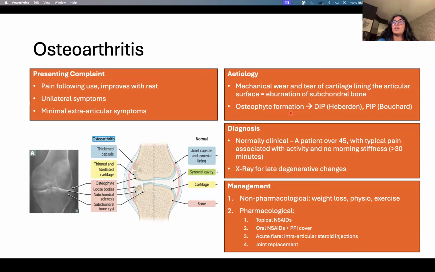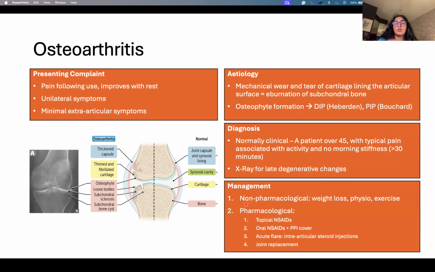You get osteophyte formation, especially in the DIP and the PIP. If it's the DIP, it's Heberden's. PIP, Bouchard's. So think of HB, like a pencil, from distal to proximal. Those are the names of some of the signs you might see. The diagnosis is usually clinical. An X-ray is quite helpful, but some of these signs might only show up later on. But this is the clinical picture.